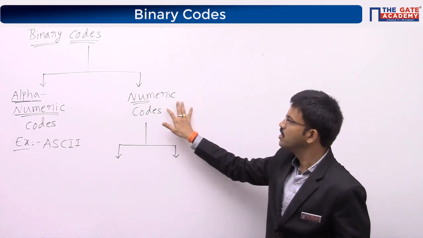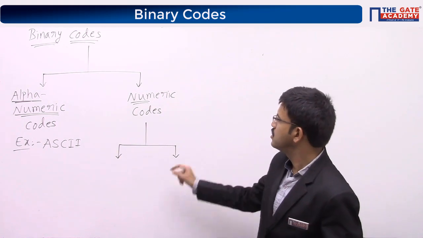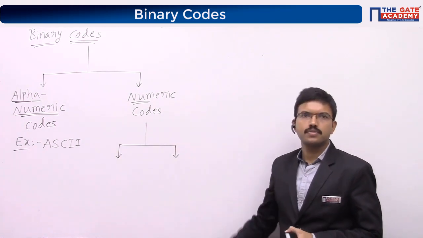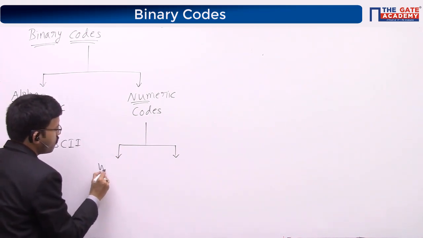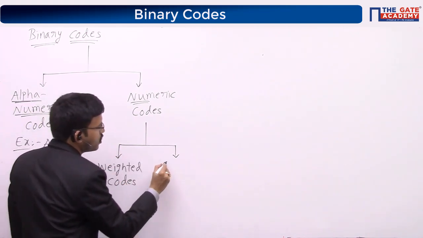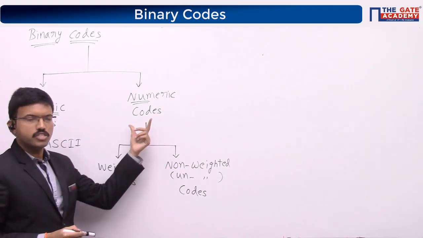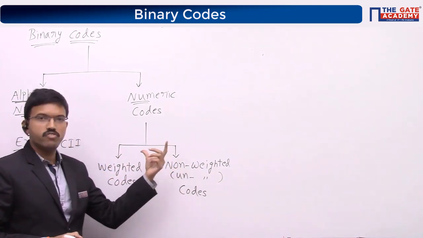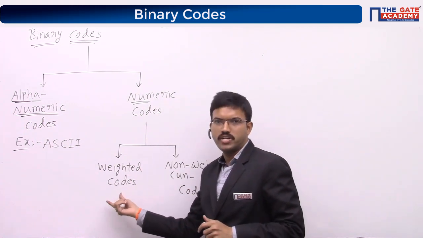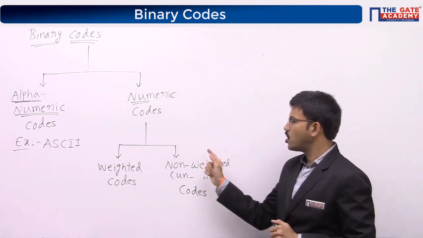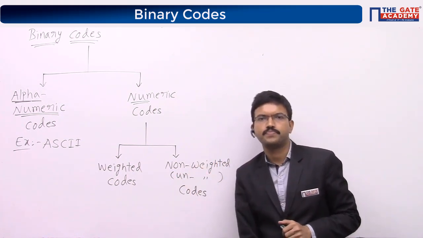Okay, next point. If a binary code is used for representing the numbers, then it is said to be numeric code. We can classify numeric codes into two categories: one is weighted codes, another one is non-weighted codes or unweighted codes. Here weighted means what? Positional weights. Here we will be having positional weights. Whereas in non-weighted or unweighted code, we don't have any positional weight.